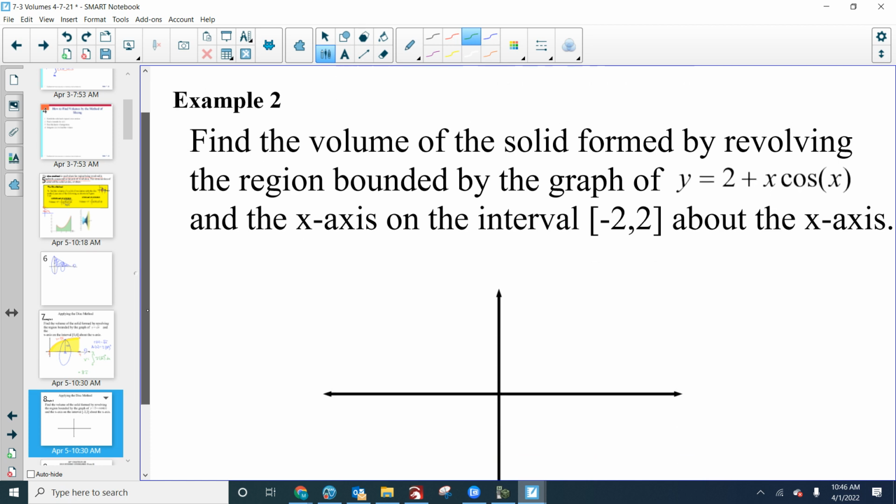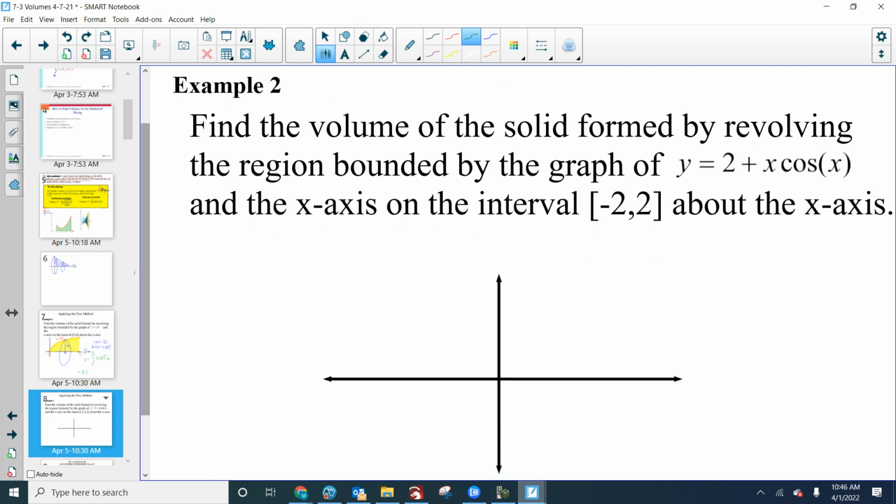Next, find the volume of the solid formed by revolving the region bounded by the graph of 2 plus x cosine x and the x-axis on the interval from -2 to 2 about the x-axis. All right, part of this is understanding what you're looking at. So if you haven't taken out your calculator, go ahead and take it out. We're going to graph 2 plus x times cosine x. Don't forget to put a multiplication symbol in there between the x and the cosine x. It might panic if you don't.